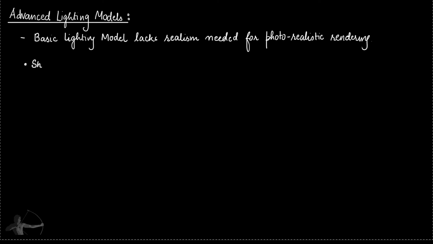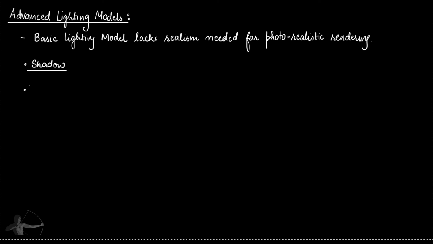One of them is the shadow. We lit the scene with the basic lighting model as if there is no object blocking the light source. There are no shadows in the basic lighting model or in the classic lighting model.